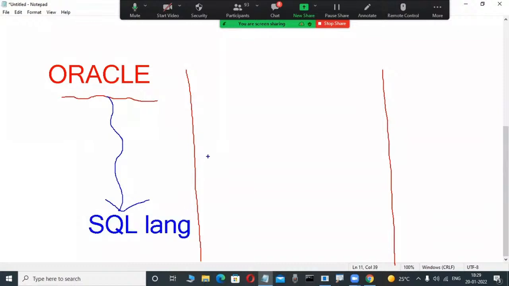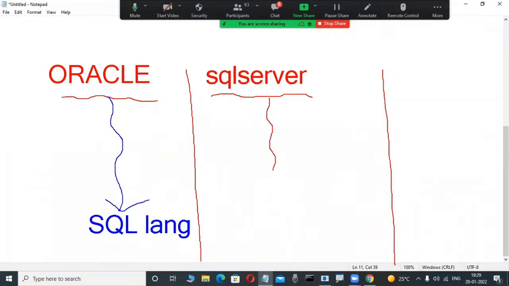Suppose in my company another project is also there. That is also a relational database product, from Microsoft: SQL Server is the product. Some employees are working on the SQL Server product. It is also a database product, same as Oracle, but to operate SQL Server they also use one language only. What is that language? SQL is a language.